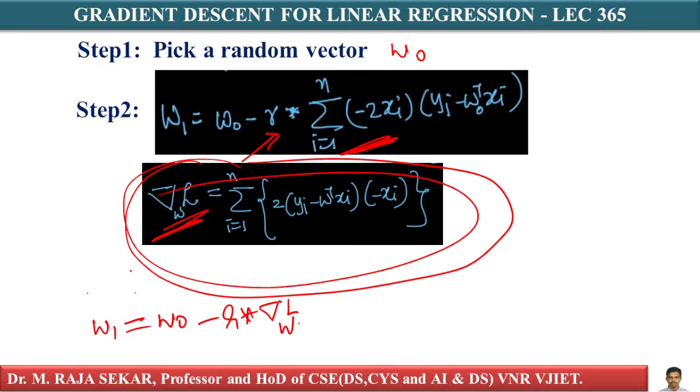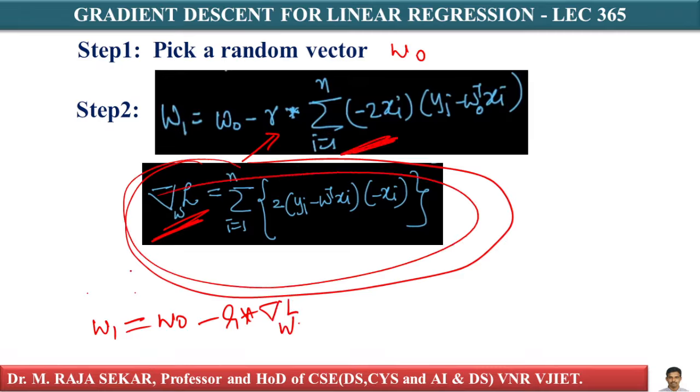Let's assume I change my R. I already discussed what R is. Let's assume I change my R as a function of iteration number. What about my W2? My W2 is W2 equal to W1 minus R into sigma i equal to 1 to n of minus 2xi into (yi minus W1 transpose xi). As it is W1 from W0, as it is W2, it must be from W1, isn't it?